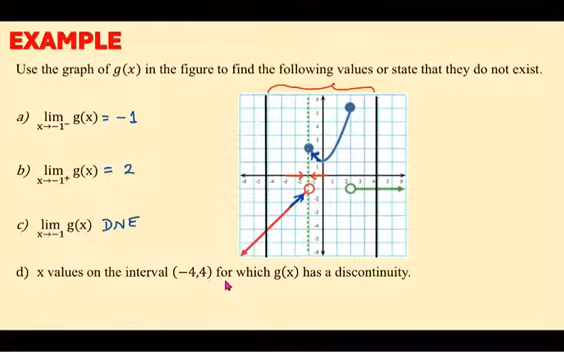On that interval, we have to find the values of x for which the function is discontinuous, or has a discontinuity. You can see that the first discontinuity is here. We have a jump in the function. So that is at x equal to -1. And we also have another jump discontinuity here at x equal to 2. So the function is discontinuous at x equal to -1 and x equal to 2.